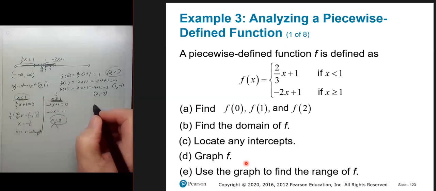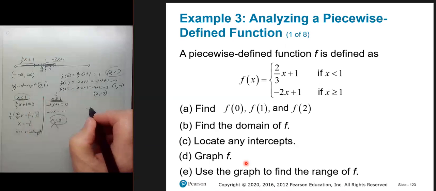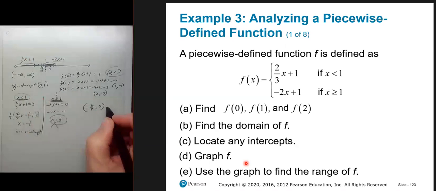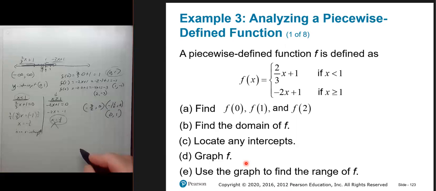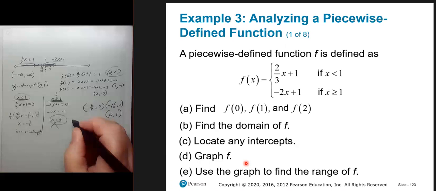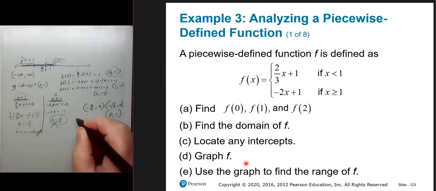The 2 intercepts are negative 3/2, 0, or negative 1 1/2, 0. When graphing, I used mixed numbers because they're easier to graph than the improper fraction. And then the y-intercept is 0, 1. So that's what I can do when I start graphing. I can start using those things.